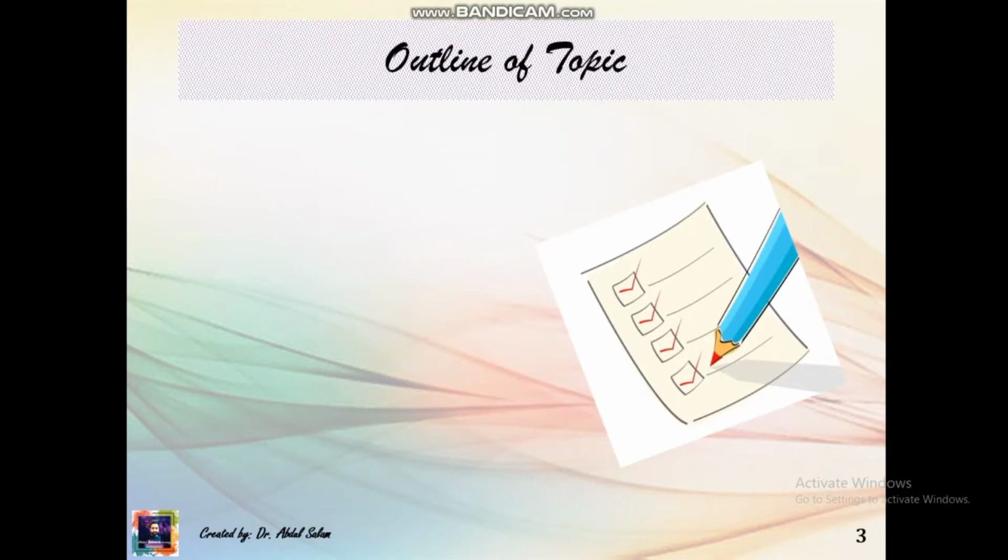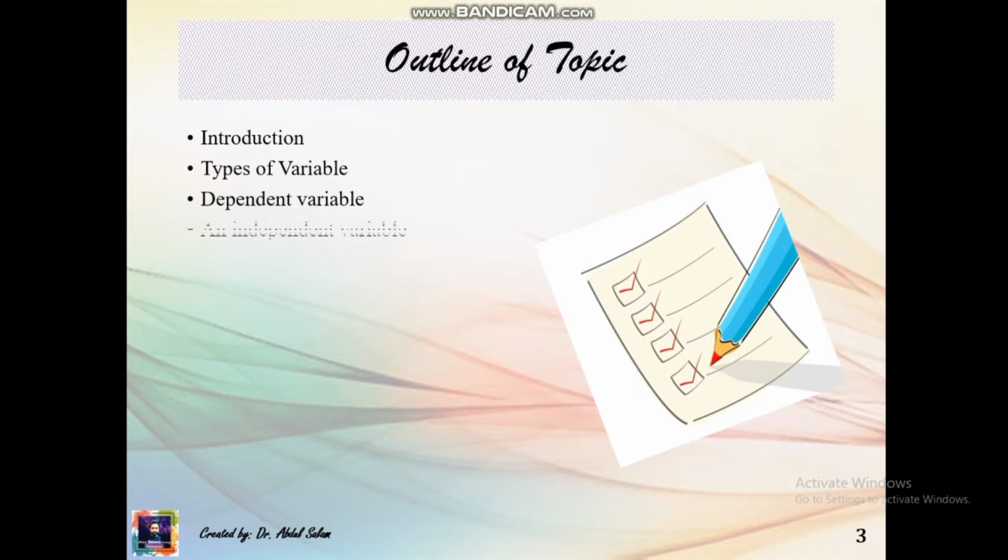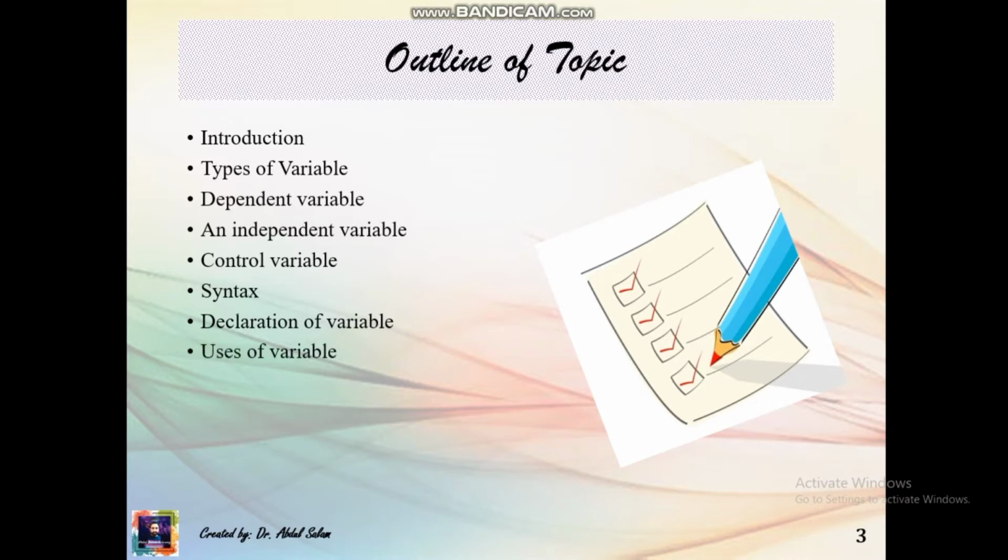Today we will discuss the topic variables, and the outline of our topic is: introduction, types of variable (dependent variable, independent variable, control variable), syntax, how to write a variable, how to declare a variable or how to assign a variable, declaration of variable, uses of variable, creating variable, importance of variable, and at the end, summary.